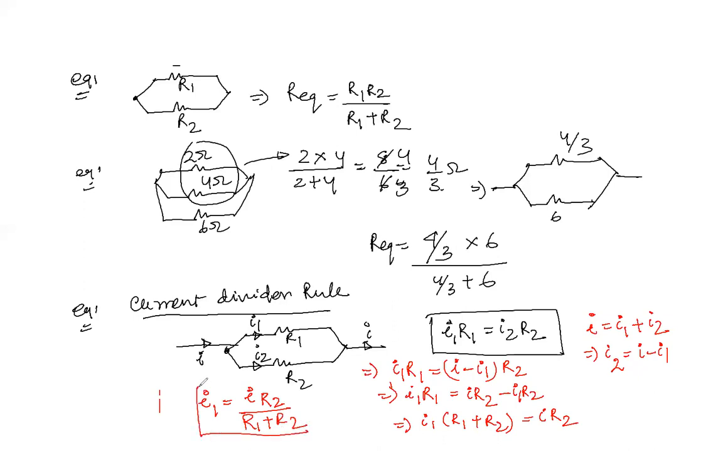Can you see one thing? If I am calculating the value of I1, I am using R2 in the numerator. I1 is the current flowing in R1, but in the numerator I am using R2. Similarly, if we wish to find I2, I2 is equal to I R1 divided by R1 plus R2. So this is called the current divider rule.